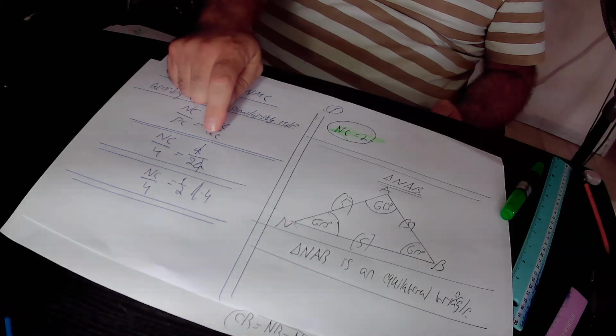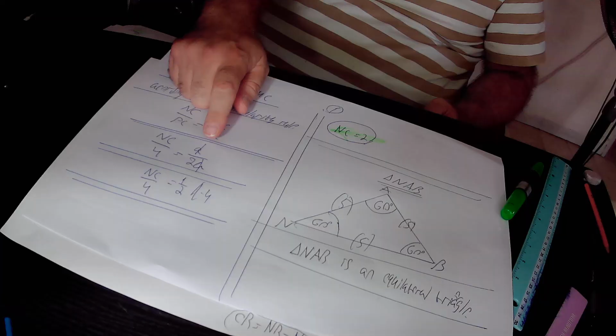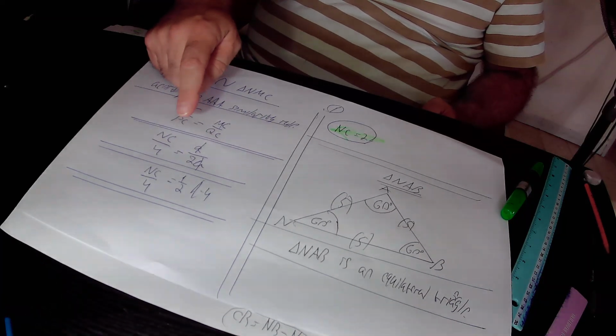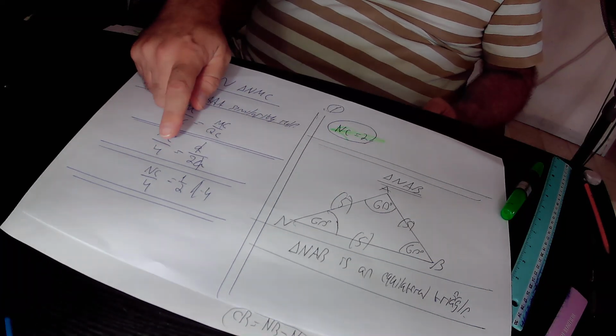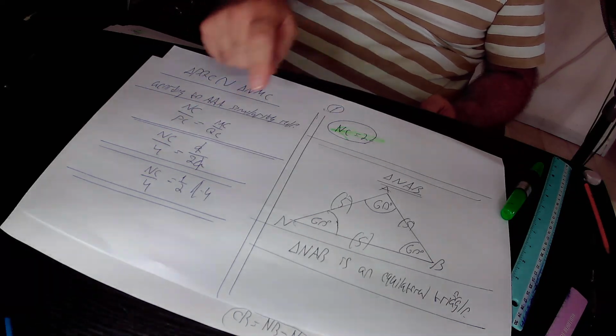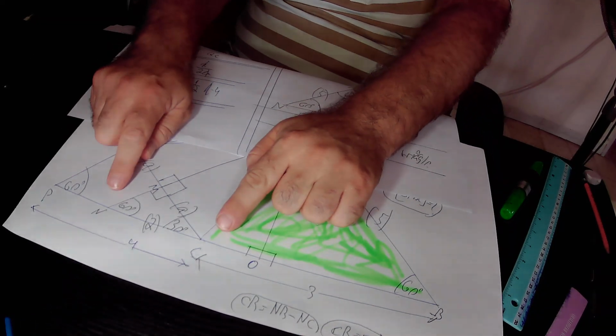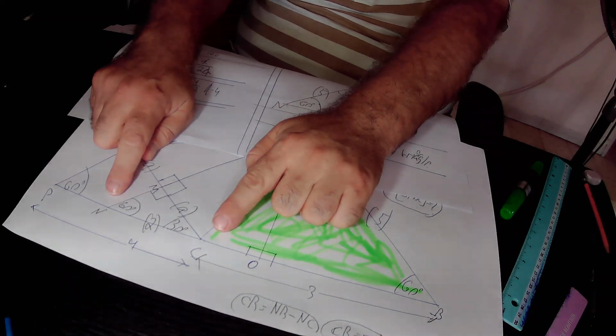We have A in the numerator and A in the denominator, so A will get cancelled. On this side of the equation, we are left with only 1 half. So 1 half equals NC over 4. If we multiply this equation by 4, we finally find out that the missing side NC equals 4 over 2, that is 2. So the missing side NC equals 2 units in its length.